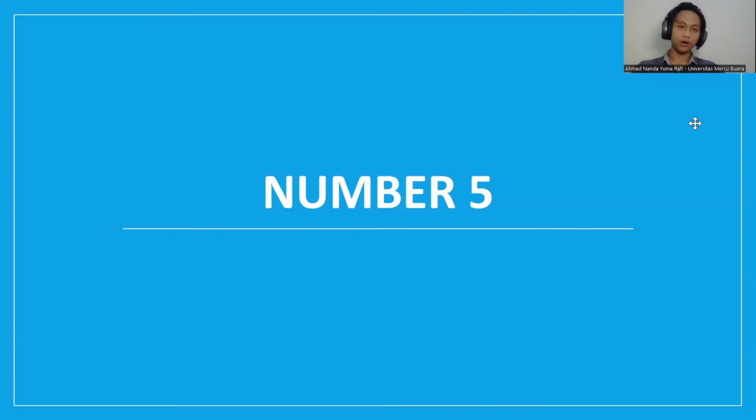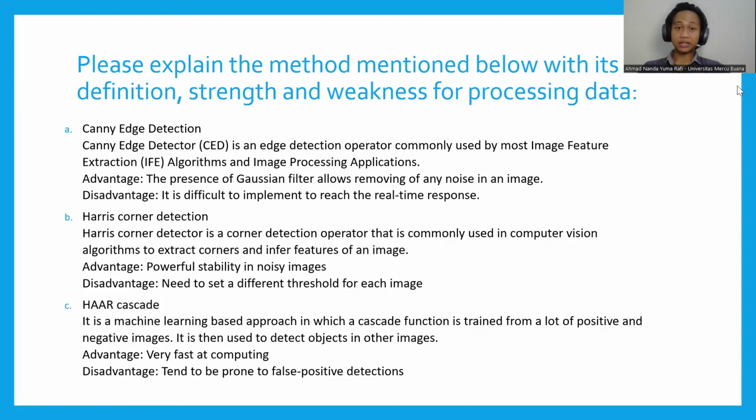And the last is number 5. The question is, please explain the methods mentioned below with a brief definition, strengths, and weaknesses for processing data. The first algorithm is Canny edge detection. Canny edge detection, or CED, is an edge detection operator commonly used by most image feature extraction algorithms and image processing applications. The advantage of CED is that the presence of a Gaussian filter allows removing any noise in an image. And the disadvantage of this method is that it is difficult to implement to reach a real-time response.